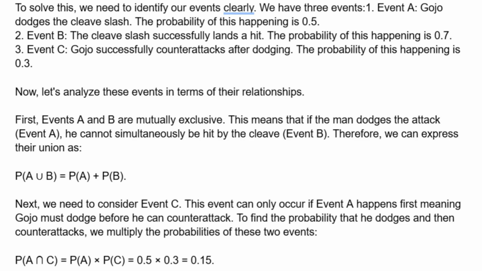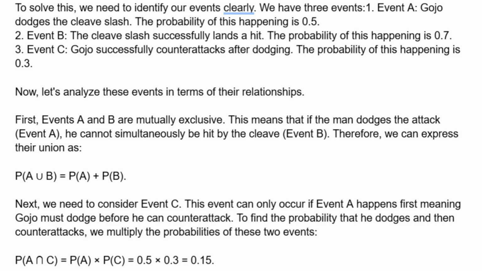Now, let's analyze these events in terms of their relationships. First, events A and B are mutually exclusive. This means that if the man dodges the attack, he cannot simultaneously be hit by the cleave. Therefore, we can express their union as P of A union B is equal to P of A plus P of B.